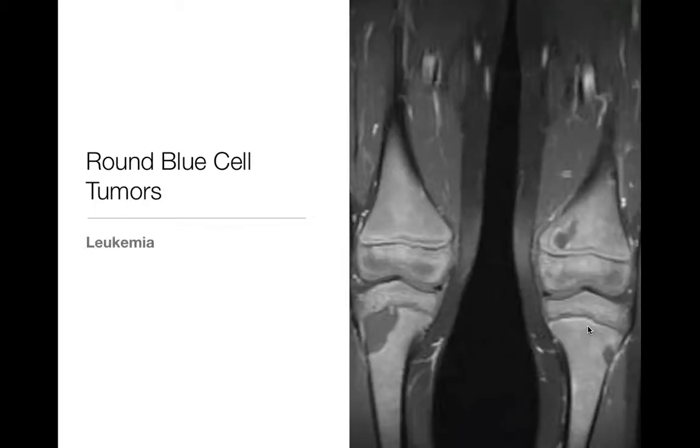Leukemia, pretty much the same thing as lymphoma. There's no really good way to differentiate them on imaging. This was an example of a leukemia in a child. You see multiple lesions. This is a post-gadolinium MR, and these are all leukemia infiltrates.